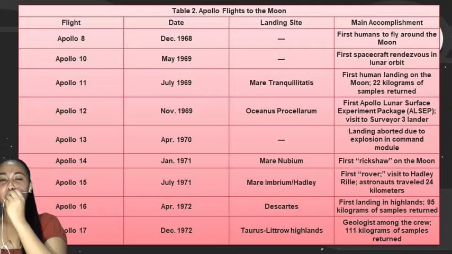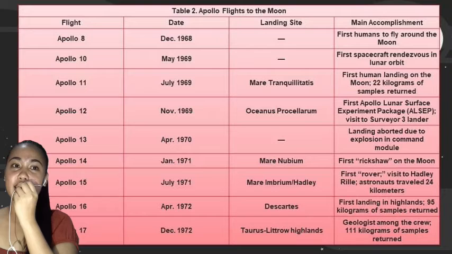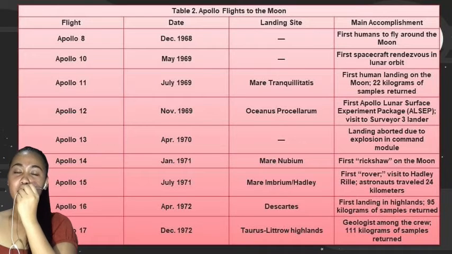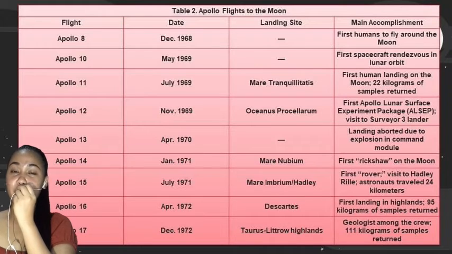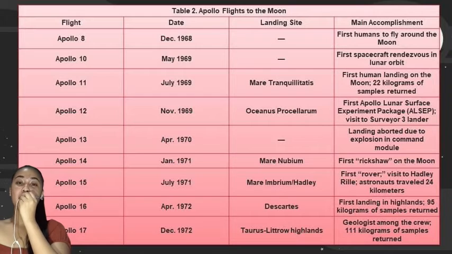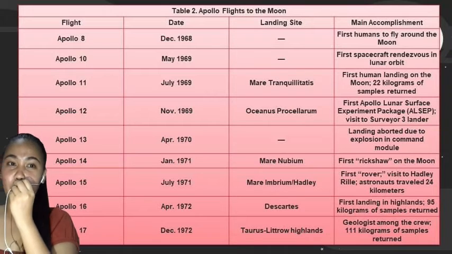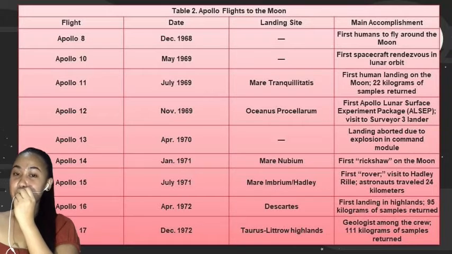And then we have Apollo 14 on January 1971. Landing site po niya is Mare Nubium. At siya po ay first rickshaw on the moon. And then we have Apollo 15 on July 1971. Landing site po is Mare Imbrium, Hadley, or first rover visit to Hadley Rille. Astronauts traveled 24 kilometers. And Apollo 16 on April 1972, landing site po is Descartes, and first landing in Highlands, 95 kilograms of samples returned.